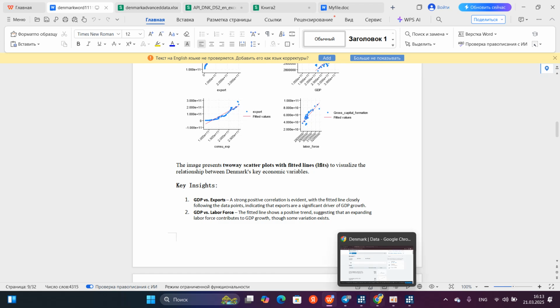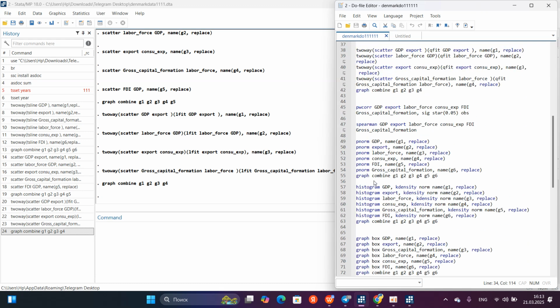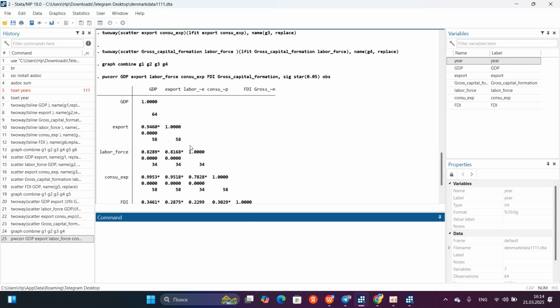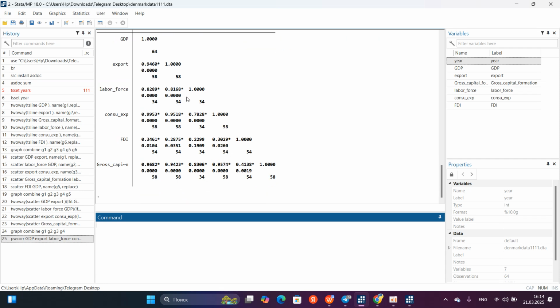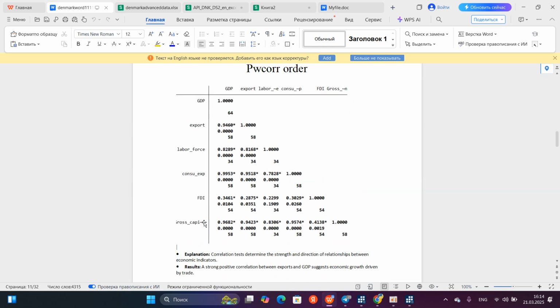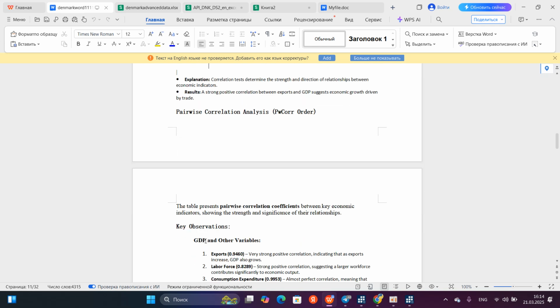Okay, and let's go back to Stata and do the other orders like that. Okay, pwcorr. Let me explain the pwcorr order by its table. First of all, we have to see actually what it is. pwcorr. You can see the result of this command, and you can put it in your Word. Actually, I have done it before. The pwcorr order, pairwise correlation analysis. The table presents pairwise correlation coefficients between key economic indicators, showing the strength and significance of their relationship.